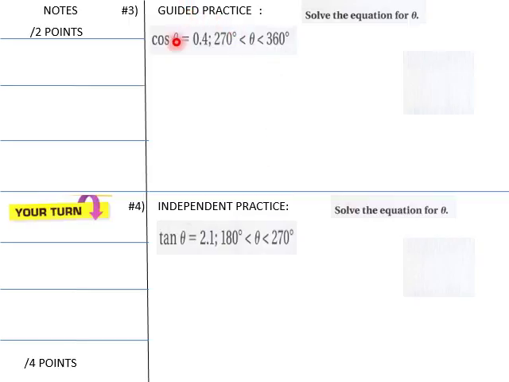Okay, in our next guided practice, cosine theta is 0.4. And here is our domain restriction: 270 less than theta, theta less than 360. Students, this is you. Tan theta is 2.1. Here's your domain restriction, between 180 and 270.